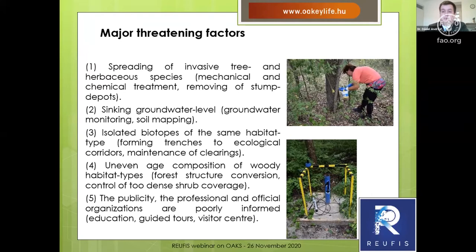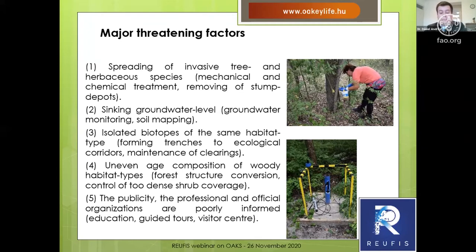In the whole Great Plain, the sinking groundwater level is a great problem. In the Peszér Forest, thank goodness, the groundwater level is relatively high, between 2.5 and 4.5 meters. [Other actions include] isolated biotopes of the same habitats, forming ecological corridors, and maintenance of clearings. This is very important for some insects and species, for example, Euphydryas maturna and Bolbelasmus unicornis.